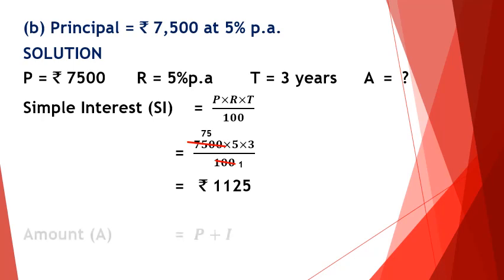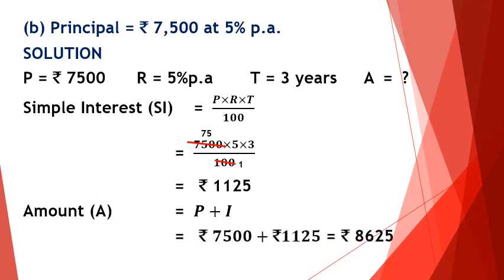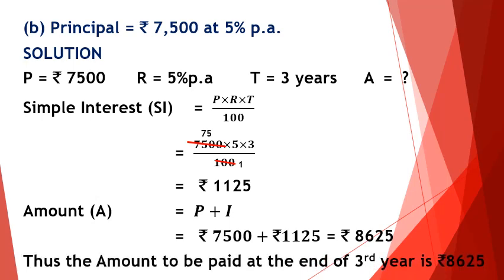Now we got simple interest. We have to find amount A equal to P plus I. Substitute the value. We have P is given here rupees 7500. Now we found simple interest I equal to rupees 1125. While adding we get rupees 8625. Thus the amount to be paid at the end of third year is rupees 8625.